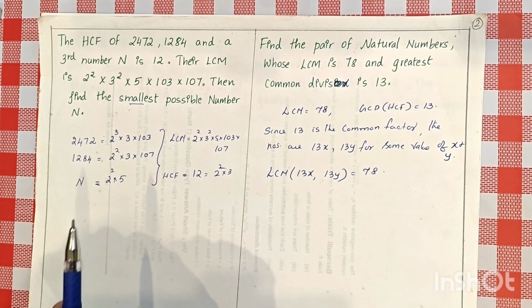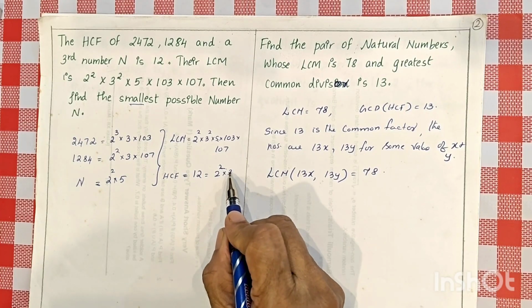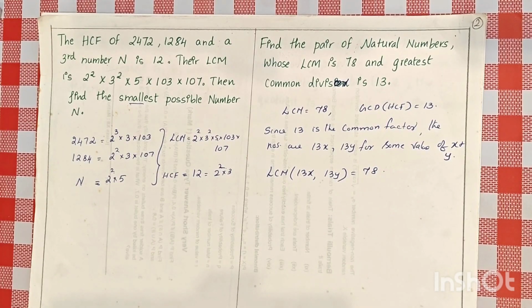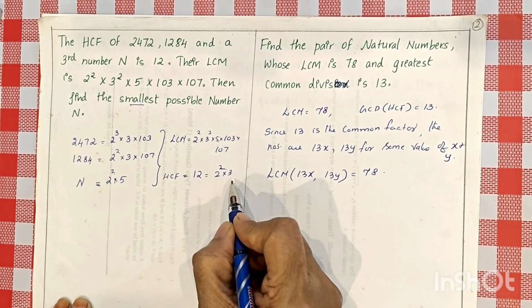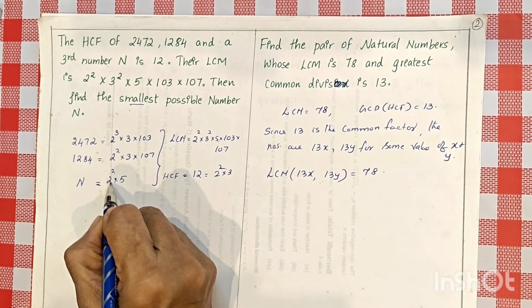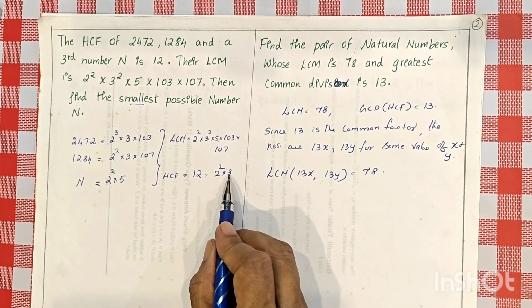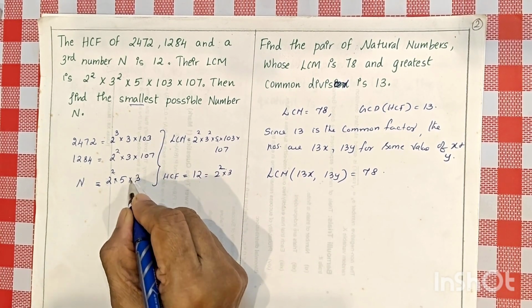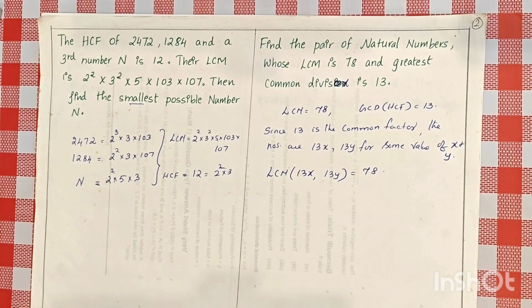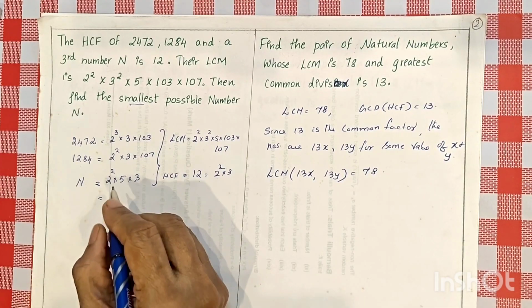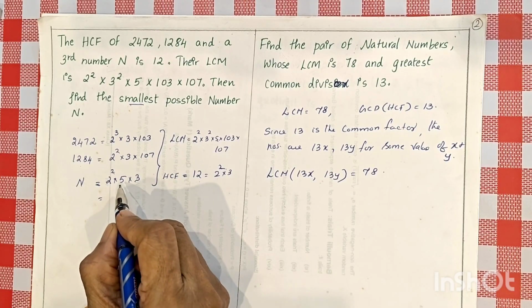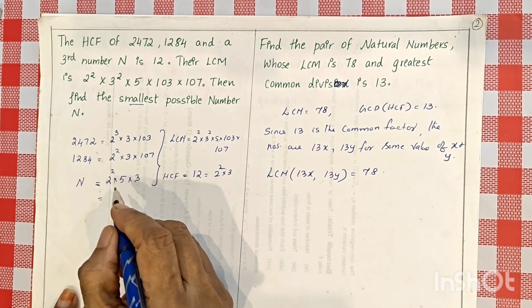Now coming back to 2 and 3. Now your HCF is 2 squared and 3. That means you should have minimum 2 squared, because if you put 2, then your HCF would be 2 into 3. Since it is 2 squared, your n should be having 2 squared. And then 3 is there in the first two numbers, so here also you should be having 3. Then only you can take HCF as 2 squared into 3. So the third number, the least possible number, is 2 squared into 5 into 3. So 2 into 5, 10, 10 into 2, 20, into 3, 60.